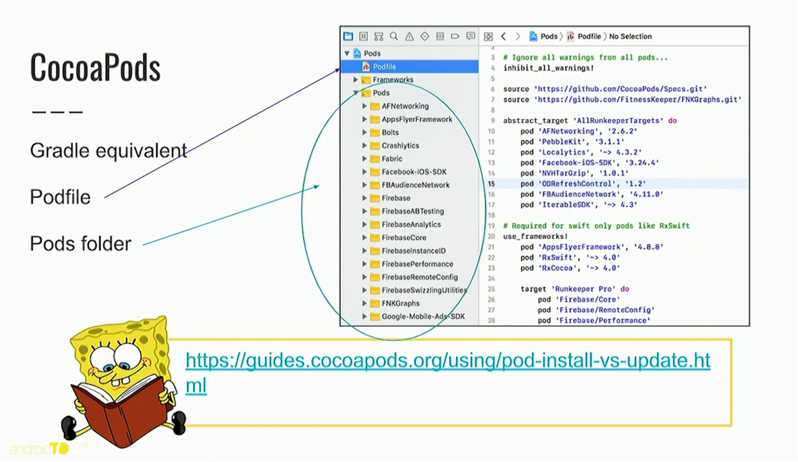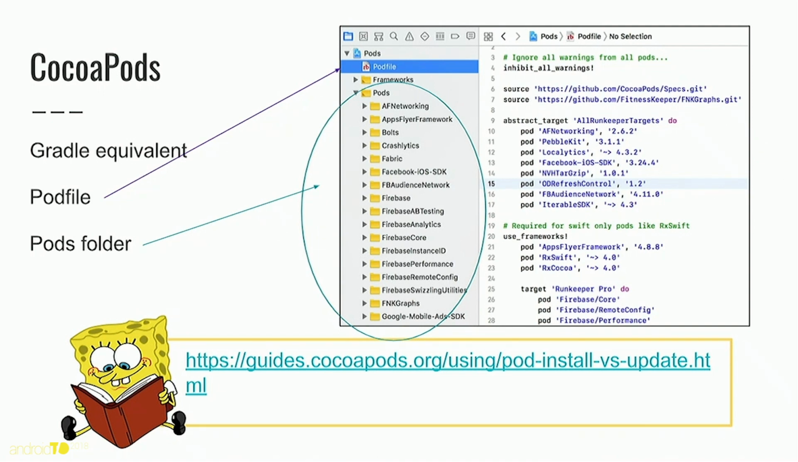And then when you add a new pod, it ends up in the Pods folder that's generated, and a team has to make the decision of, do we want to commit that to the repo or not? The benefit of committing that folder is that after you clone the repo, you can immediately open it and run. We chose to go that route, with the downside being that it sometimes leads to complex merge conflicts when dealing with different pod versions.